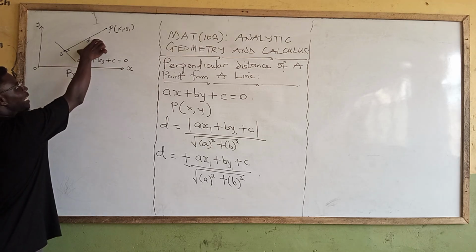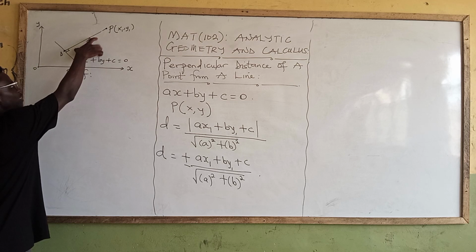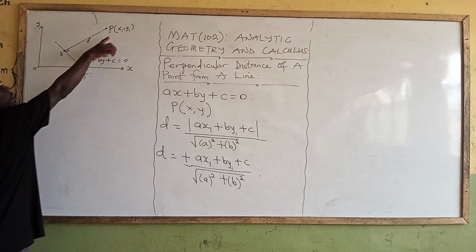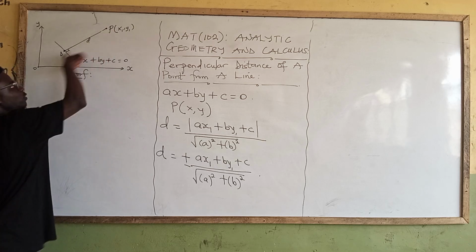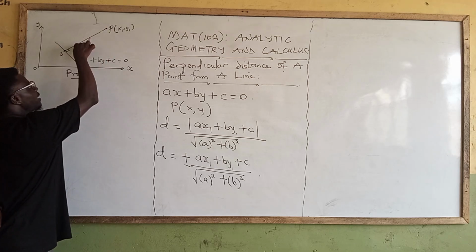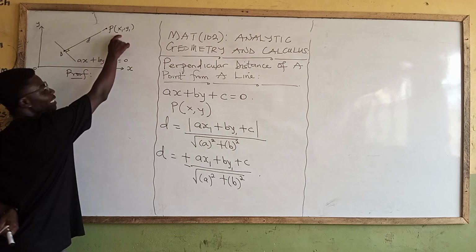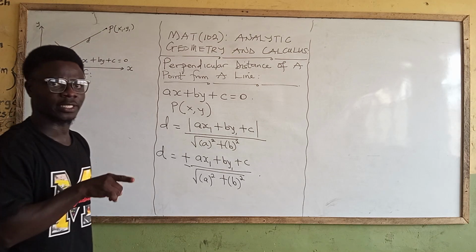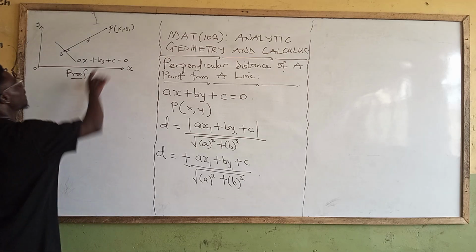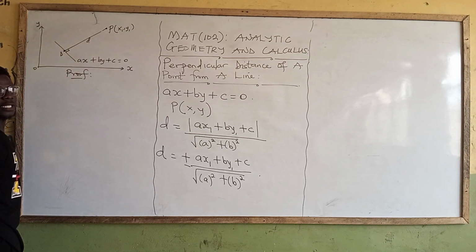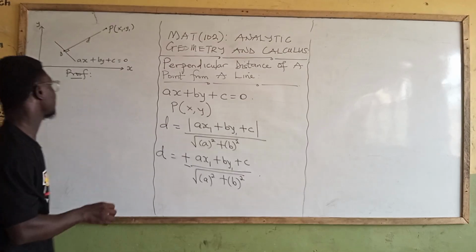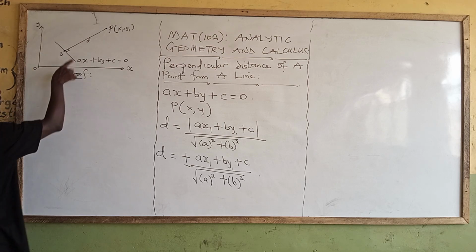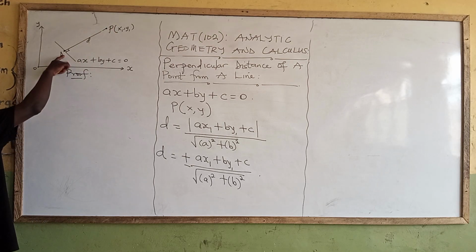If you get the gradient of this line DP, you use it with this point, because you know this point, and this point is on the line. So you use the gradient of this line and this point on the line to find the equation of this line using the point and the gradient. So now you know the equation of this line and the equation of that line, and they are meeting at what?